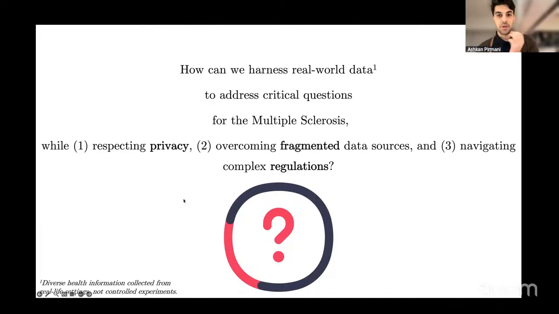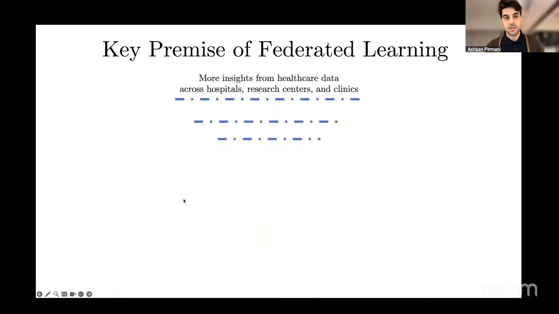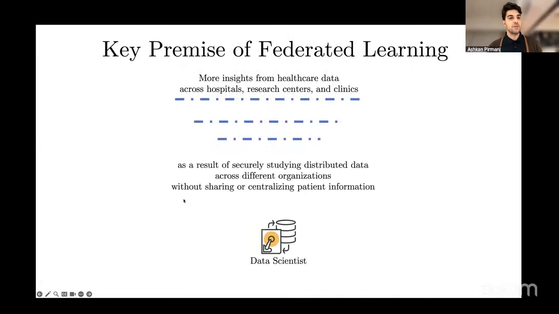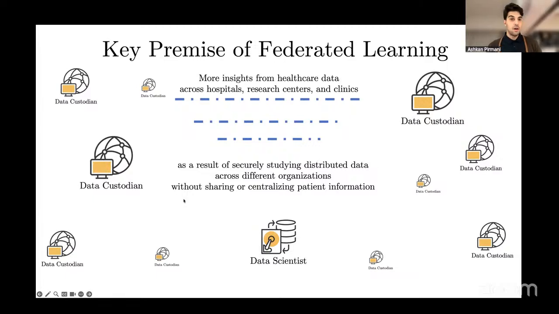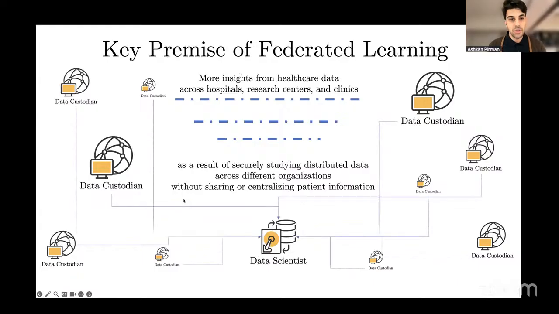So the question here is, how can we harness real-world data gathered in the context of care? Let me rephrase this. How can we collaborate on a global scale when data is fragmented, when data is sensitive, and when data is siloed? I think we all know the answer: federated learning. The fact that we can reach out to so many data sites and learn from them without moving the data from its origin, this is the key premise that we are looking for.